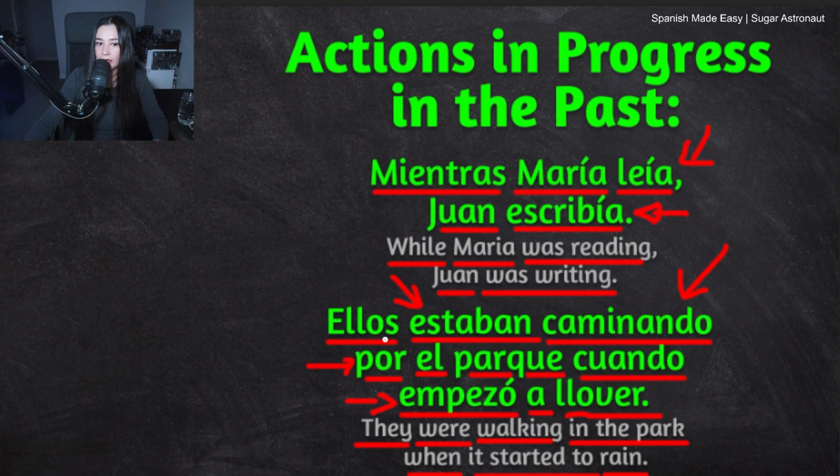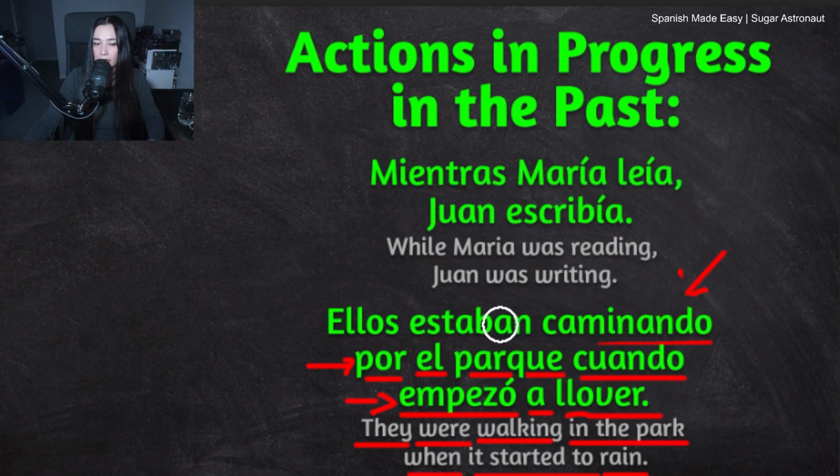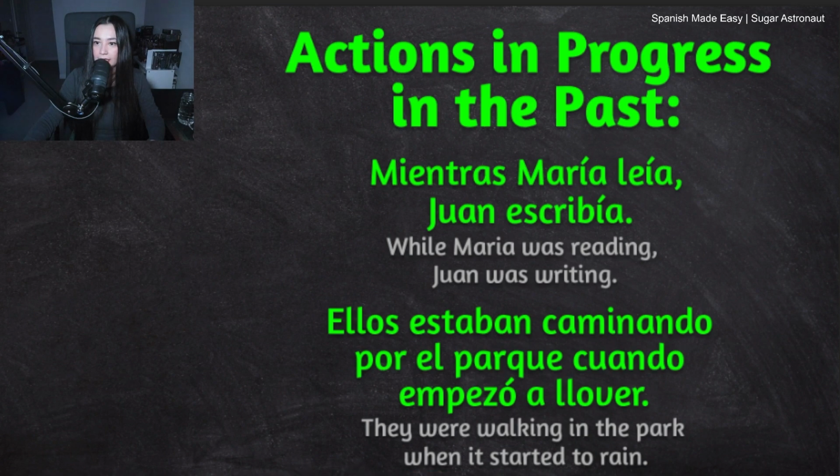So we are describing an action in progress. So they were walking when it started to rain. Okay, so it started to rain and they had probably to run. I don't know, but it's interesting that you can use the imperfect tense when talking about actions in progress in the past. They were walking, so that's some action in progress for sure.